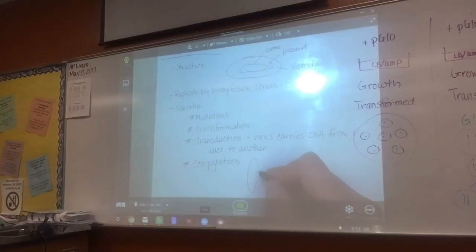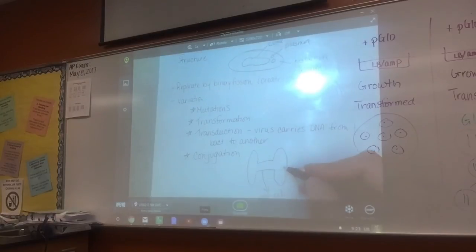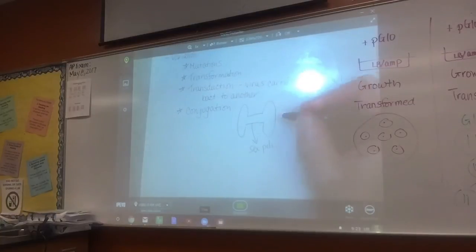This is when I drew this picture here. All right, this is called the sex pili. All right, and what happens is they can exchange DNA. All right, so this is one bacteria, this is another bacteria. They can exchange DNA. This is also called horizontal gene transfer.